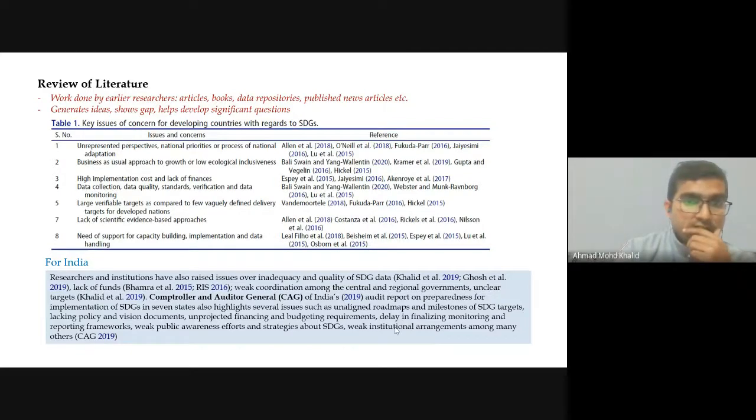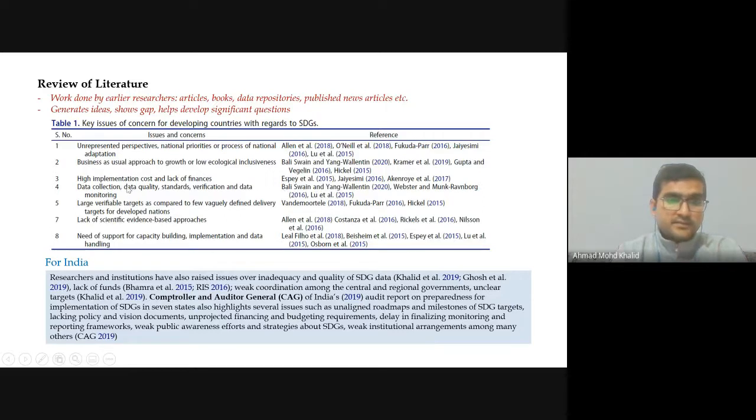For example, if you look at Table 1, which I've taken from the same article, it is titled Key Issues of Concern for Developing Countries with regards to SDGs. If you look at the right side, these are the different papers, articles, and books that the authors have cited. For example, serial number one, issue number one, unrepresented perspective, national priorities, or process of national adaptation. So this is a big issue for developing countries, and Allen, Peter, 2018, O'Neill, they have talked about this in their article, these many authors.